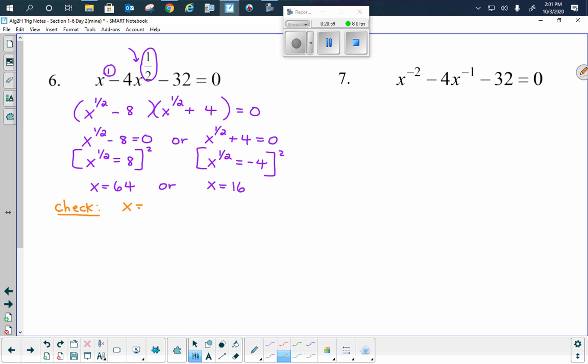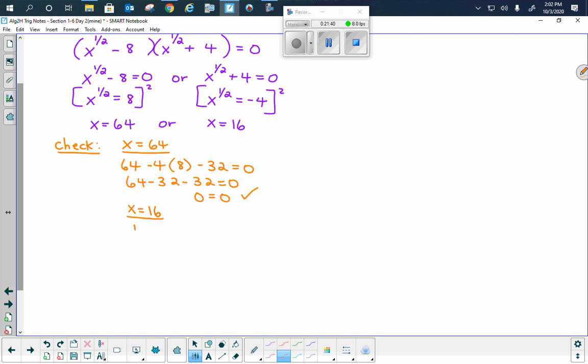So when x equals 64, back into the original, I'll have 64 minus 4 times 64 to the 1/2. Well, since that square root is already there, the square root of 64 is positive 8, minus 32. Again, don't stop there, keep going. 64 minus 32 minus 32 equals 0. And yep, 0 does equal 0. That's a good one.